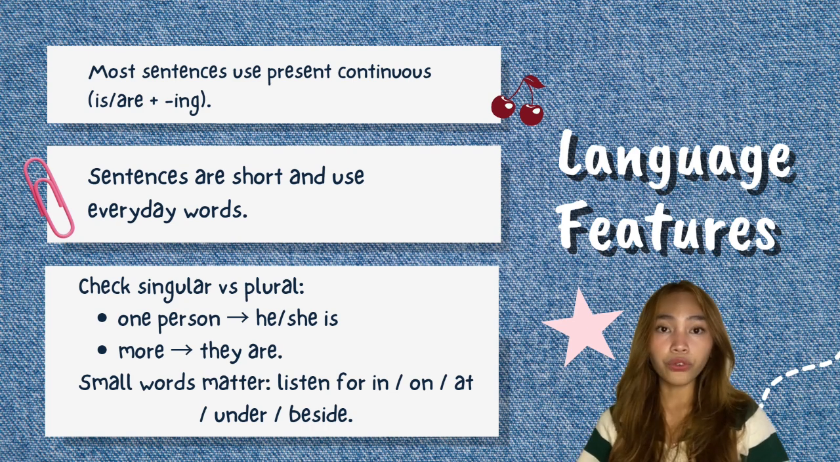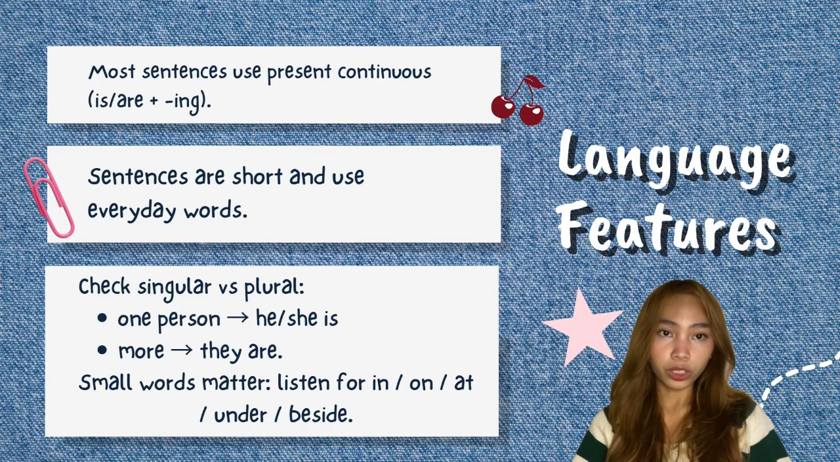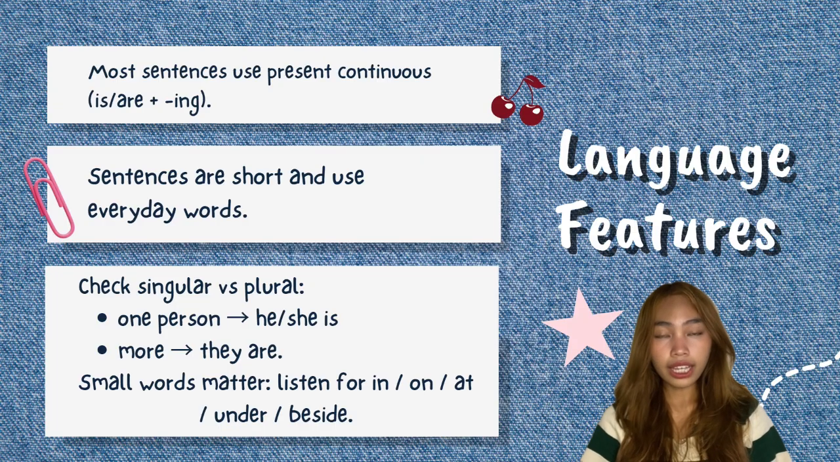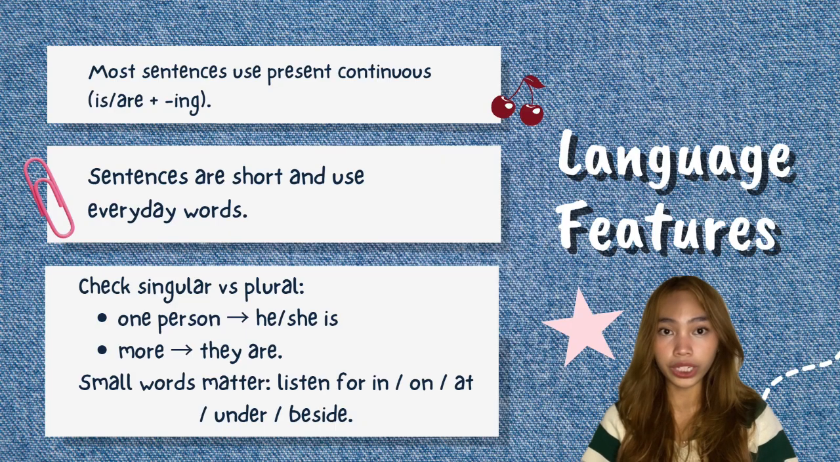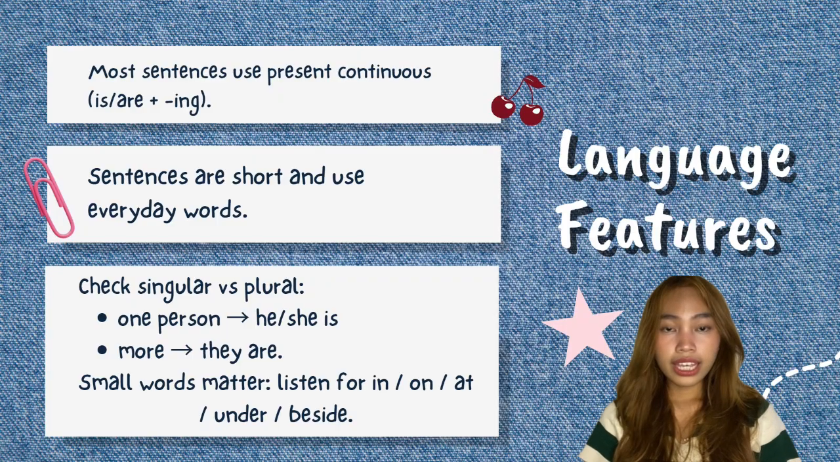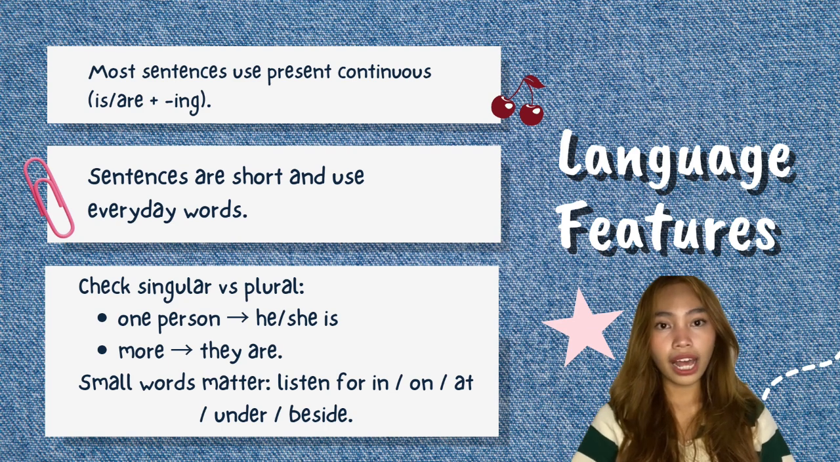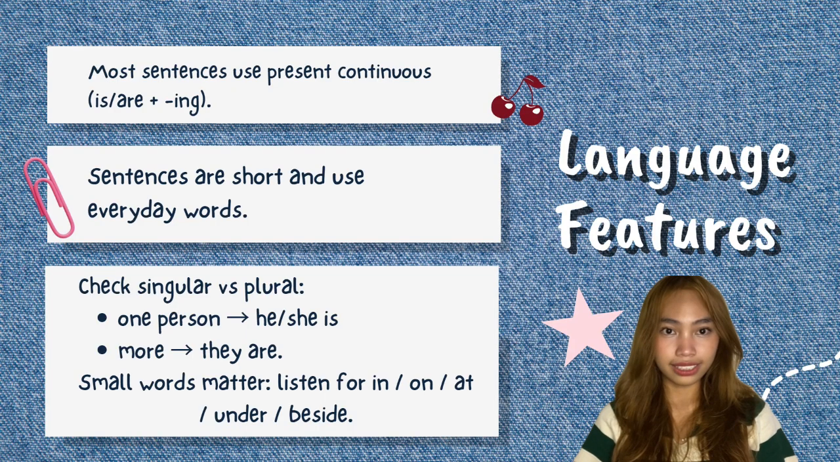Pay attention to verbs that describe movement or position. Walking, sitting, holding, cleaning, reading. These verbs usually match clear visual cues. When you practice, say the sentence in your head as you look at the picture. He is reading or they are walking. This habit helps you match grammar and number quickly during the test.